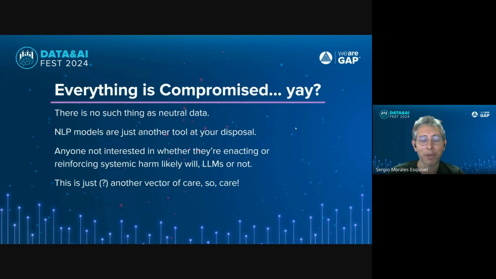So everything is compromised. That's good and bad news. There is no such thing as neutral data. As we saw before, this model is supposedly neutral, not so much, especially as society is in the world that we live in. However, NLP models and LLMs and all of these things should just be considered another tool at your disposal.